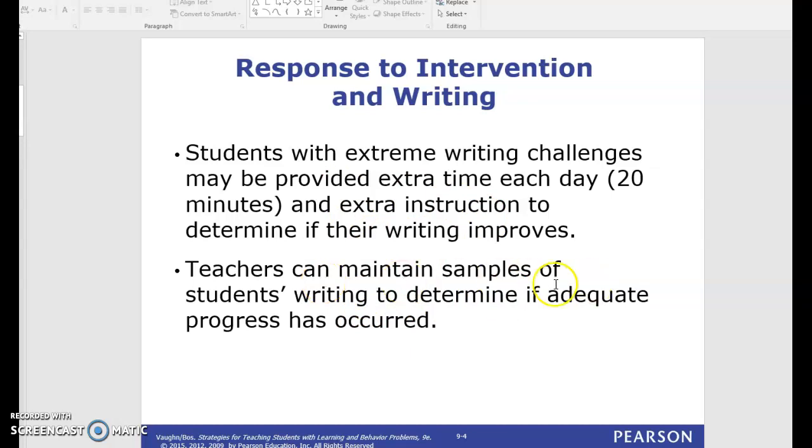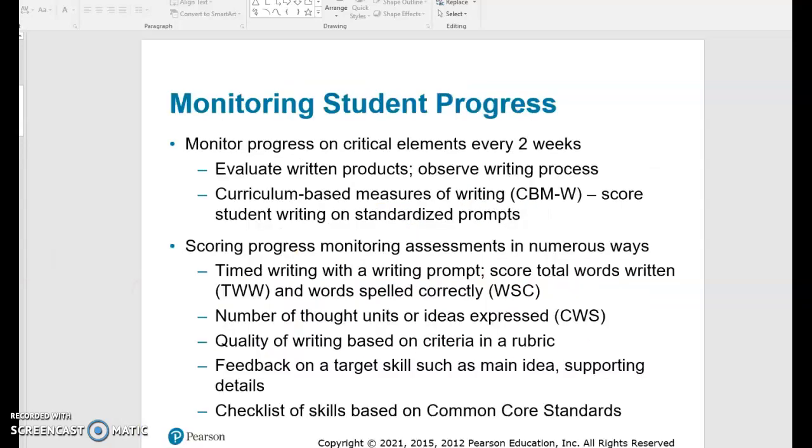And you can maintain samples of their writing to determine if adequate progress has occurred, because as we've talked about in all the other chapters, we need to monitor our students' progress, not just once every 9 weeks or something like that. Especially your students who struggle, you're going to monitor them maybe every 2 weeks, or for some students every week, or like I said, every other week, something like that. You can evaluate their written products. You can observe how they write.